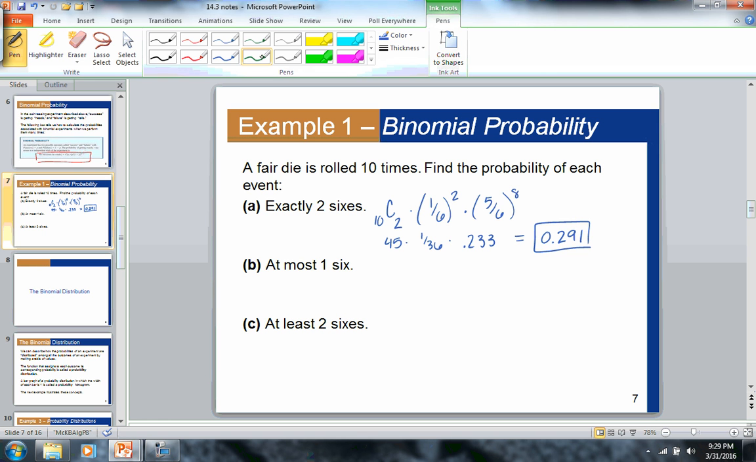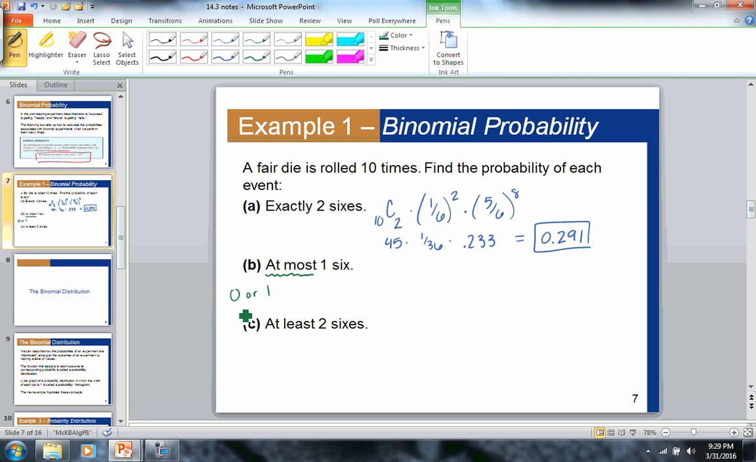Now part B is going to change the wording a little bit. It's going to say that we want at most 1 six. So that key phrase right there, at most, means that when we roll, we could have no 6s or we could have 1 six. So we really have two options here. So we could have this or this.